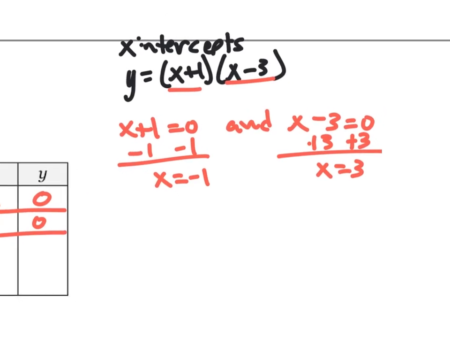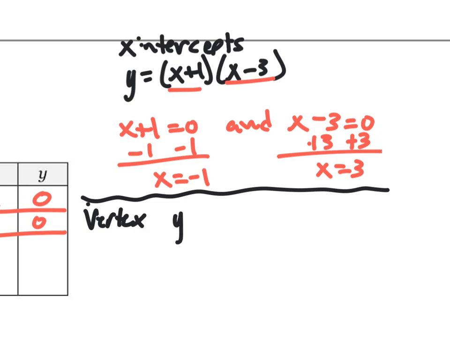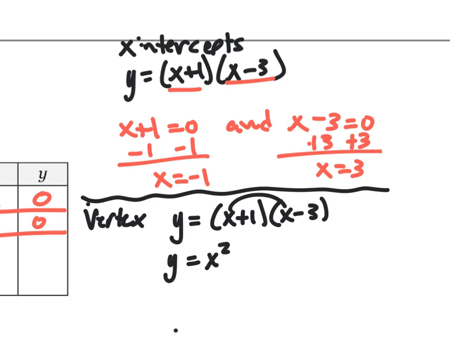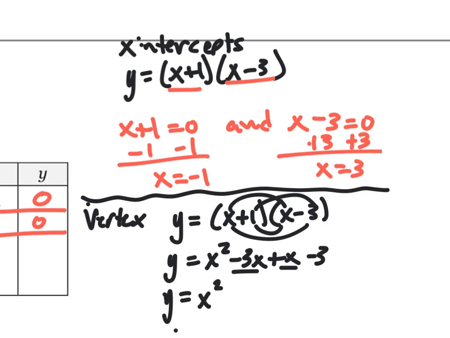Now let's find the vertex. The first thing I need to do is rewrite my function, y equals x plus 1 times x minus 3, and multiply this out. So I get y equals x squared minus 3x plus an x, and then minus 3. I want to combine my like terms. So I get x squared, negative 3x plus an x gives me negative 2x, so minus 2x and then minus 3. Okay, so this is my equation in standard form.